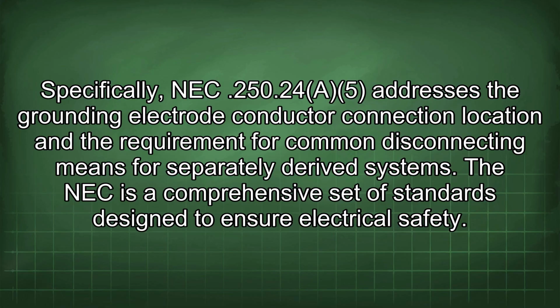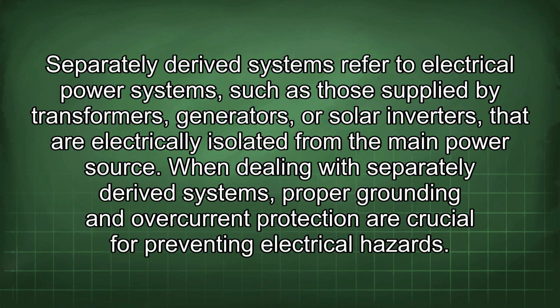The NEC is a comprehensive set of standards designed to ensure electrical safety. Separately derived systems refer to electrical power systems such as those supplied by transformers, generators, or solar inverters that are electrically isolated from the main power source. When dealing with separately derived systems, proper grounding and overcurrent protection are crucial for preventing electrical hazards.